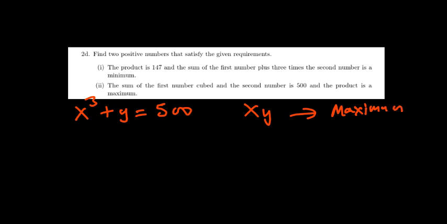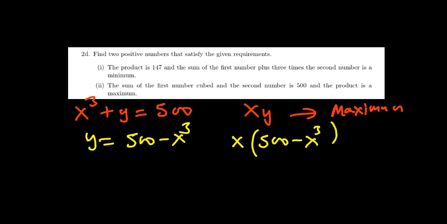So don't give yourself a lot of pressure. In this case, it's easier to make y the subject. So y is equal to 500 minus x to the power 3. It's not always supposed to be y or x as the subject. Look at what's easier to do. Plug y into the other equation, so you have x times 500 minus x to the power 3. Our expression is equal to negative x to the power 4 plus 500x. You can differentiate that.